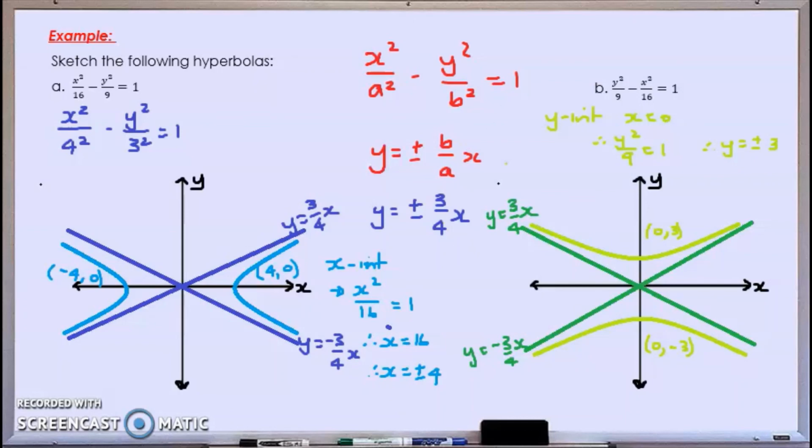They're very similar and the equations are really similar. What we've really noted is the difference between the placement of the hyperbola and how that relates to the equation.